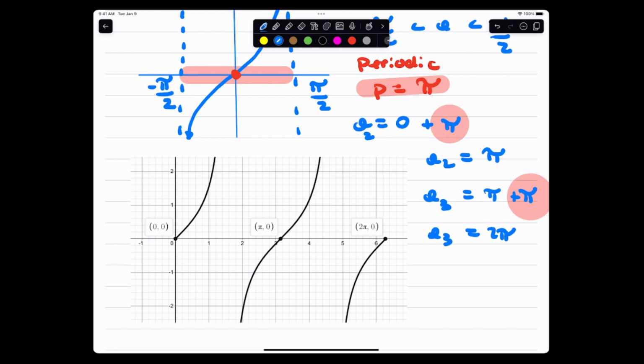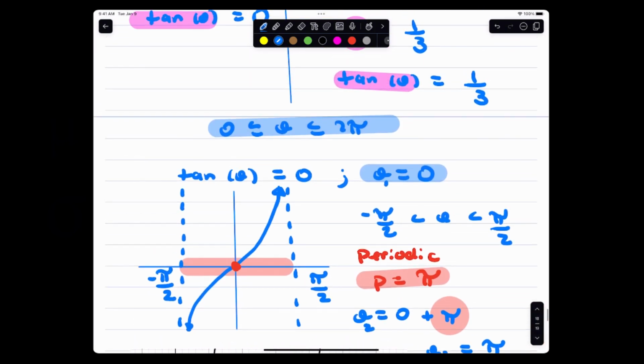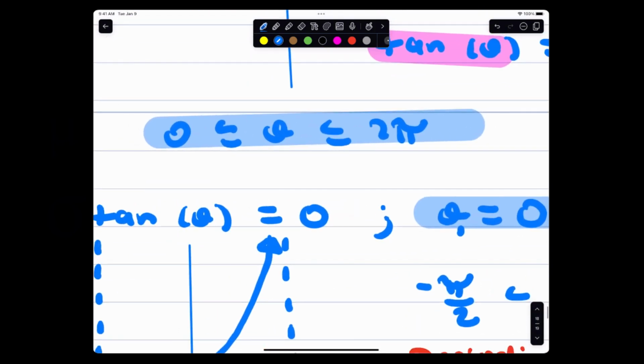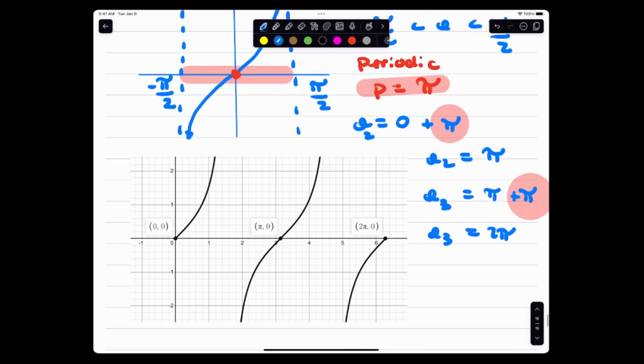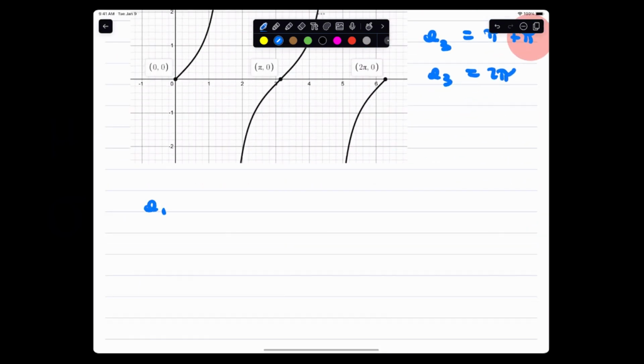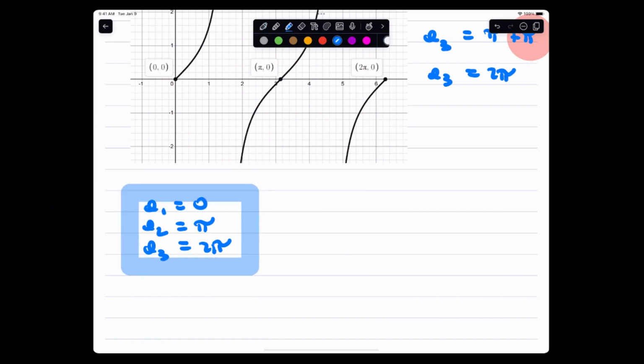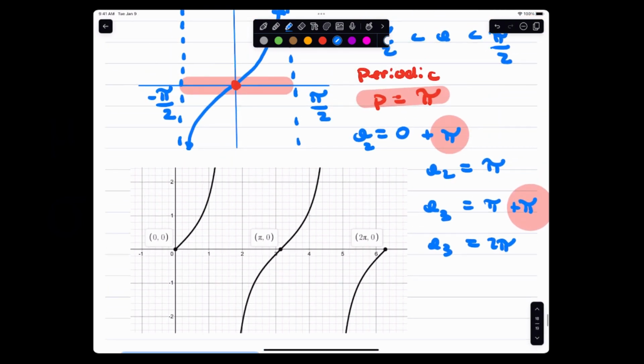2 pi. And you say, Mr. Judge, when do I stop? You stop here. Why? They want thetas from 0 to 2 pi. So ladies and gentlemen, this is where you stop. So for tangent being 0, we got theta is 0. Your second solution, theta is pi. Third solution, theta is what? 2 pi. This is how you do it.